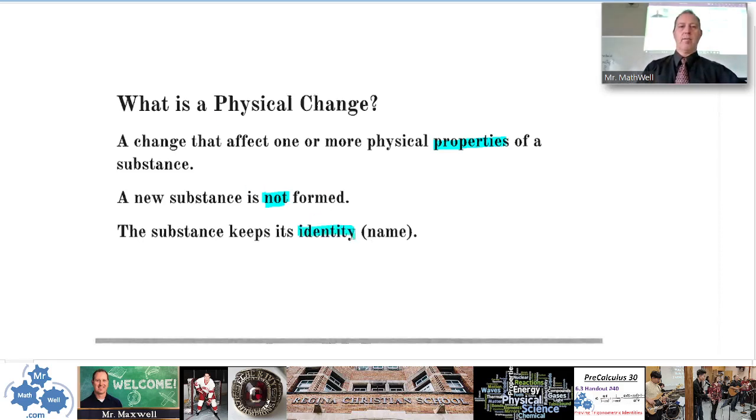Something like that. The substance also keeps its identity. That's another thing. So again, if we're talking about the wood, if we throw wood into the fire and it becomes ash or ashes, it's something very different. So that's not just a physical change. There's something chemical happening there.